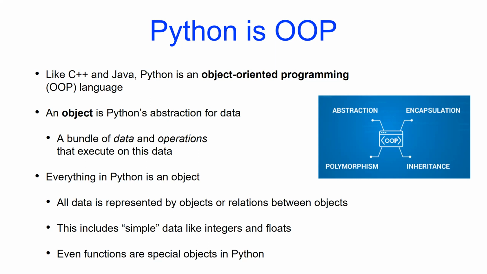So an object in Python is an abstraction for data, and usually our object will capture a bunch of actions and data. We can say everything in Python is an object. All data is represented by objects or relations between objects. This even includes simple things like integers and floats. They are all modeled as objects. Every function is a special object in Python. This explains why we have so much flexibility in handling functions.